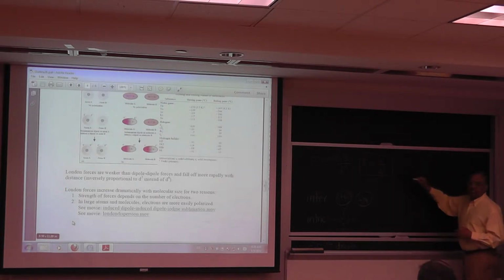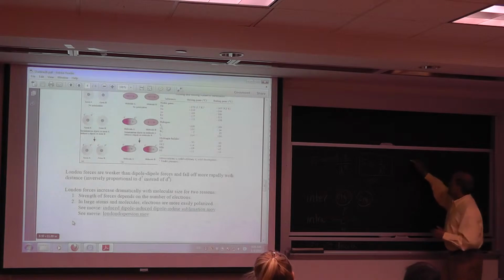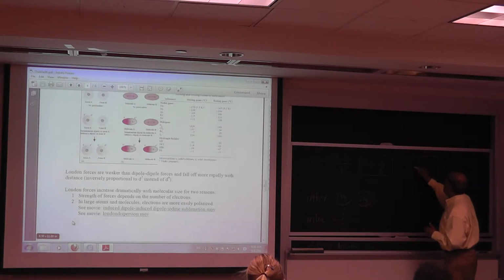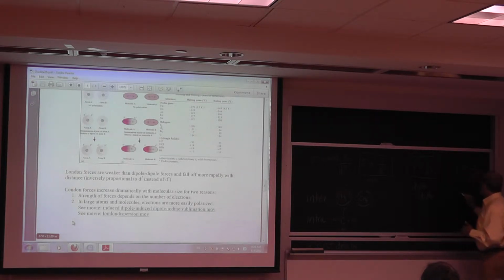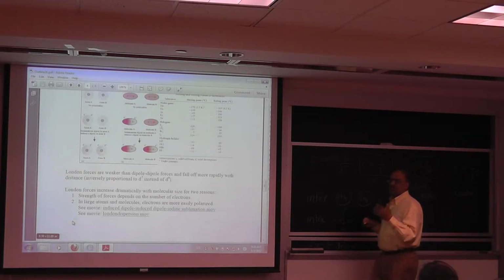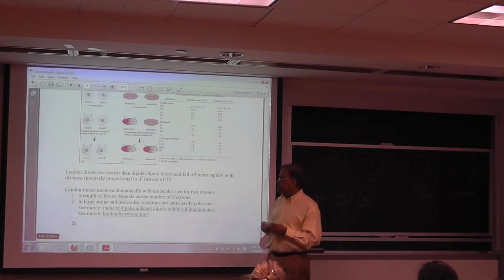This is how the force changes for ions. For dipoles, the force is proportional to 1 over d to the power 4. This is dipole. And for London dispersion forces, it's 1 over d to the power 7. So this is extremely short range.